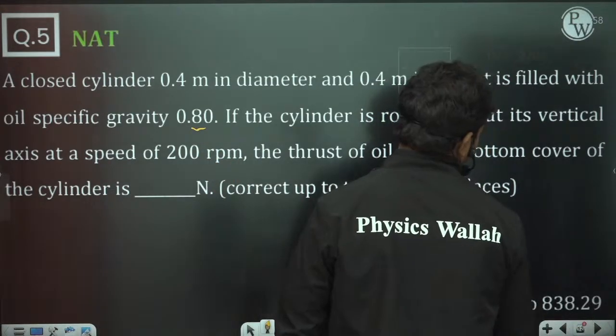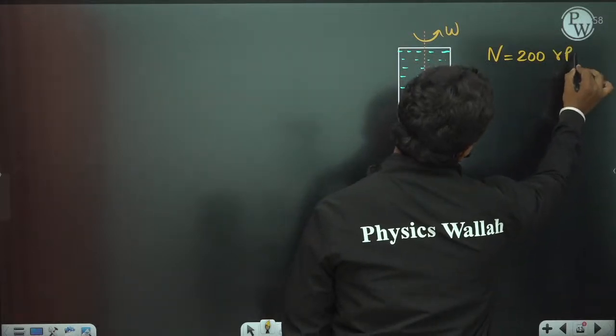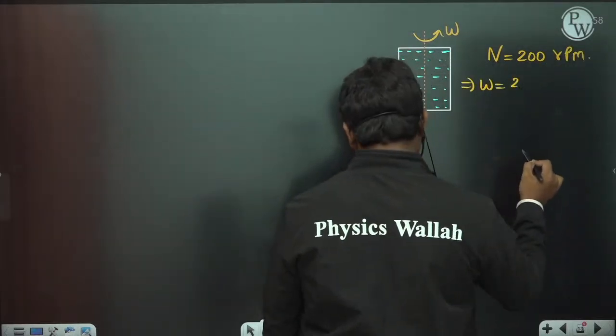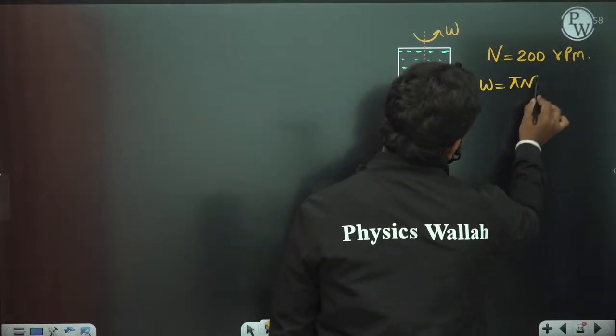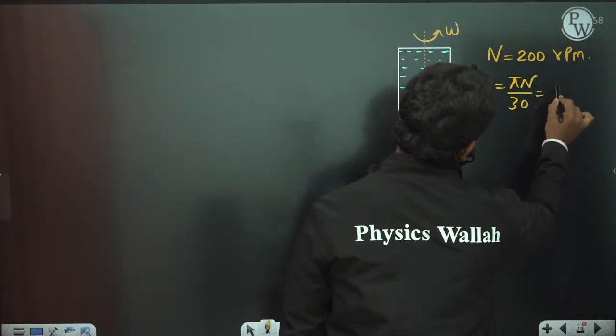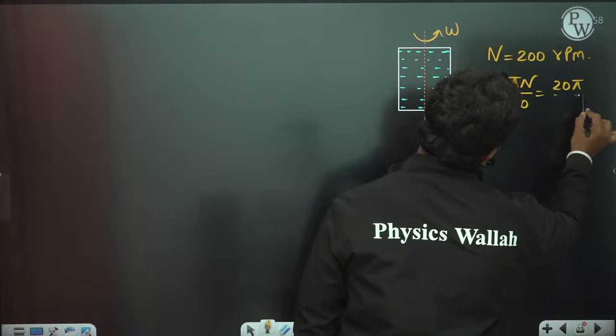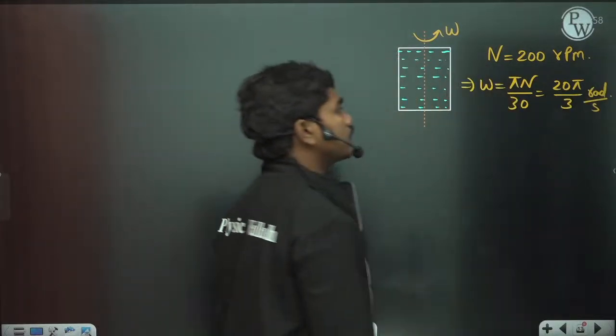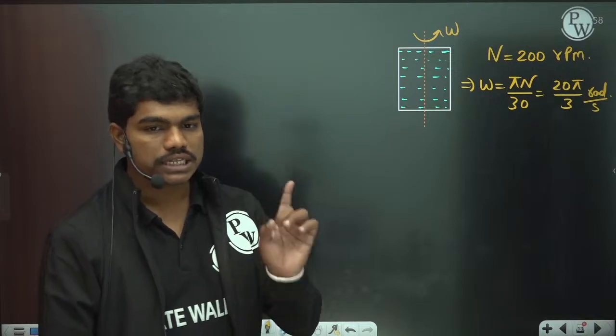If this is 200 rpm, then your omega value, the angular velocity, is nothing but 2 pi N by 60, or pi N by 30. This gives you 20 times pi by 3 radians per second. So this is the angular velocity at which the container is rotated.